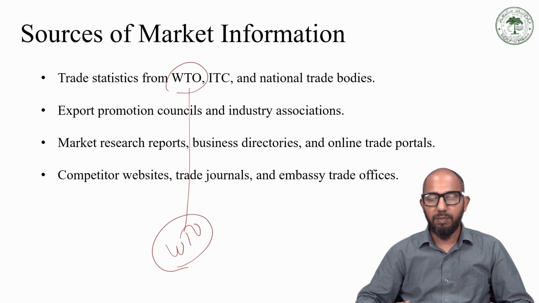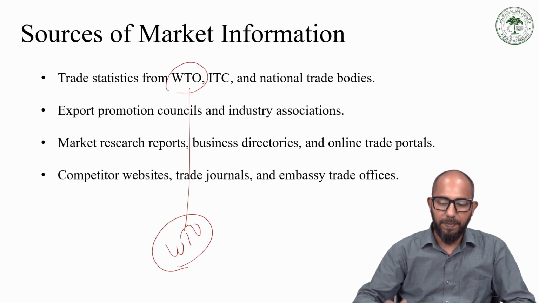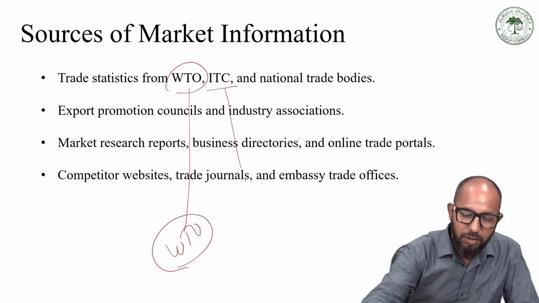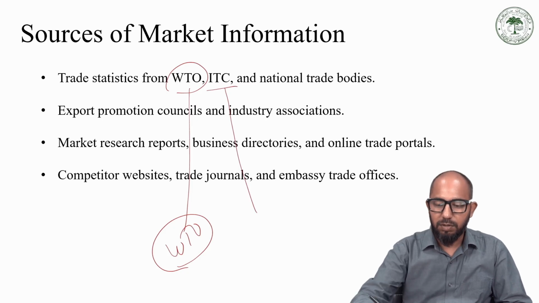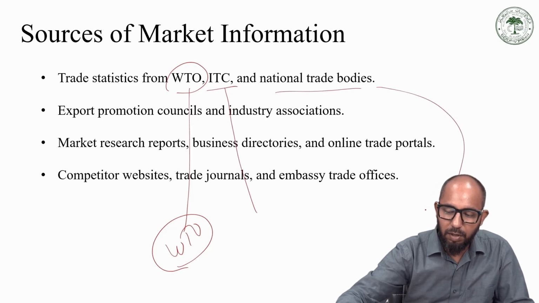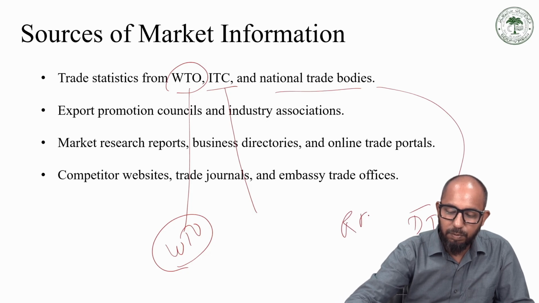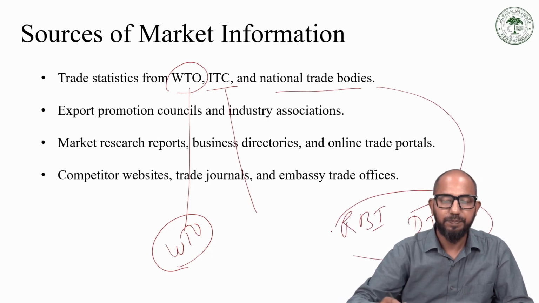You can search the product through harmonized system code of a product. Not only just product, across different sectors, it has accumulated data. Then another organization is International Trade Centre, and we can also have national trade bodies. For an example, in India, it has DIPP. RBI also provides some trade data, etc.